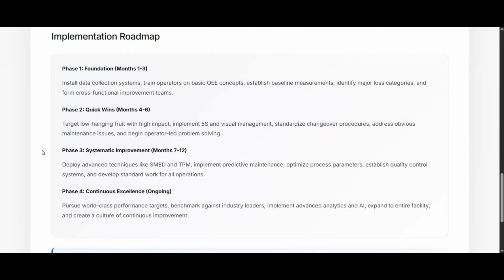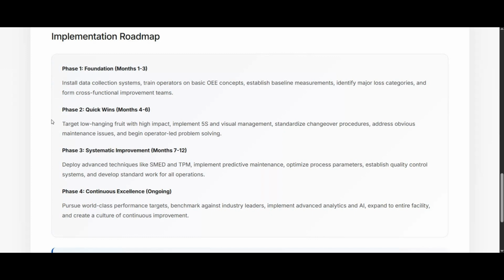Now that we understand the industry differences, let's look at how to actually implement OE improvement. And phase 1 is what we call the foundation phase. Usually the first 1 to 3 months. This is all about getting the basics right. You install data collection systems, train your operators on OE concepts, and establish baseline measurements. You also identify the biggest loss categories and form cross-functional improvement teams. The goal is not to fix everything immediately, it's to build awareness, gather accurate data, and create a structure for continuous improvement.